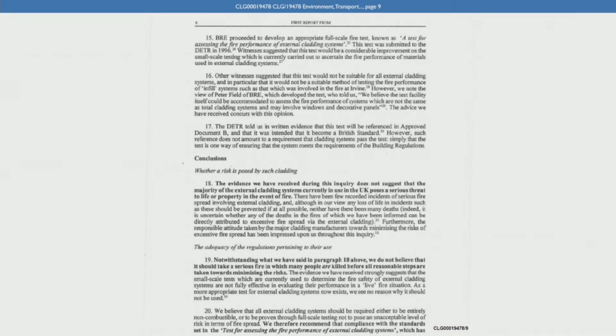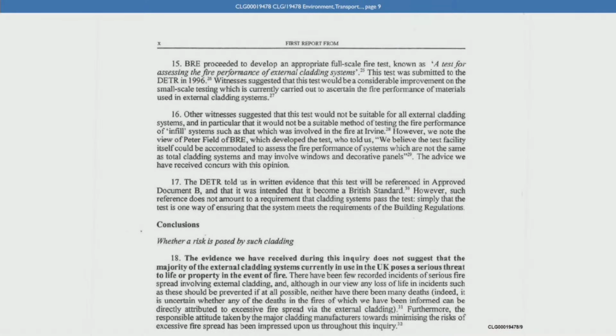And if you then go on, please, to page 9, paragraph 15, top of your screen, it says, BRE proceeded to develop an appropriate full-scale fire test known as a test for assessing the fire performance of external cladding systems. This test was submitted to the DETR in 1996, and then there's a footnote there. Witnesses suggested that this test would be a considerable improvement on the small-scale testing which is currently carried out to ascertain the fire performance of materials used in external cladding systems. And then 16, other witnesses suggested that this test would not be suitable for all external cladding systems, and in particular it would not be a suitable method of testing the fire performance of infill systems, such as that which was involved in the fire at Irvine.